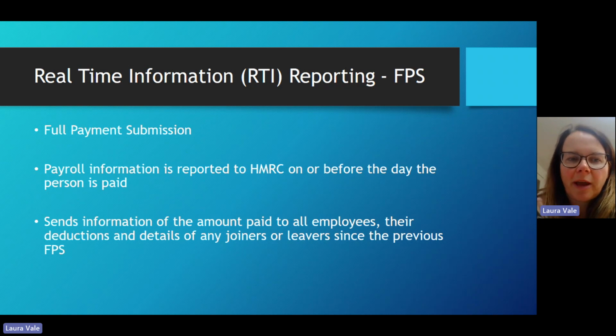Real-time information reporting. Right, there are 2 main submissions that generally will be made. The first one is the full payment submission, frequently abbreviated to FPS. So this is what happens whenever someone is paid. Payroll information must be reported to HMRC on or before the day they are paid. So this information is sent about the amounts paid to all employees, their deductions, and details of any joiners or leavers since the previous full payment submission.